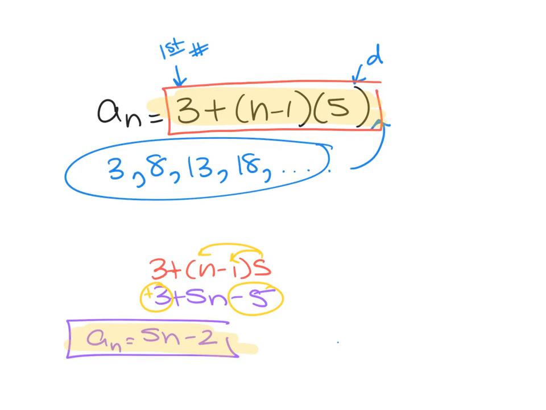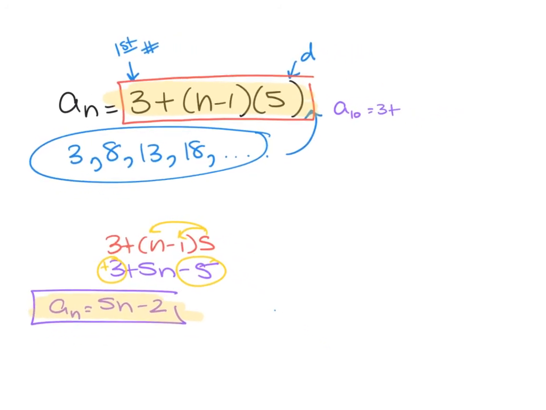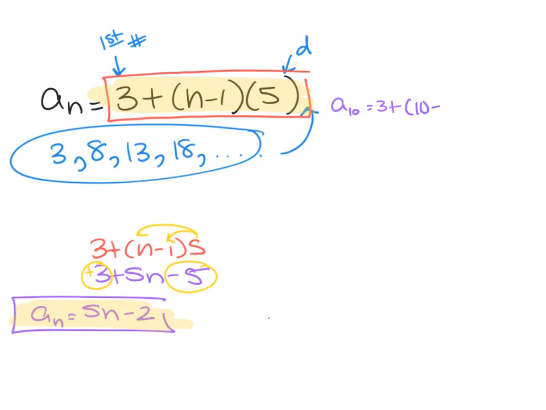So if you want to know the 10th term, you would say A sub 10 equals 3 plus 10 minus 1 times 5. So 3 plus 45, which is 48. So the 10th term is 48.